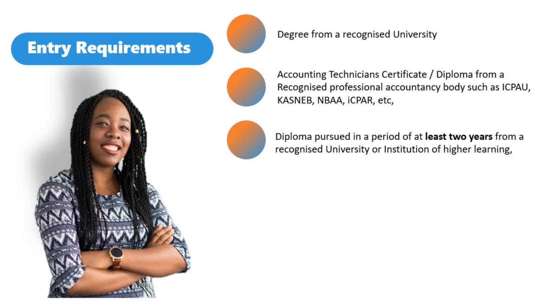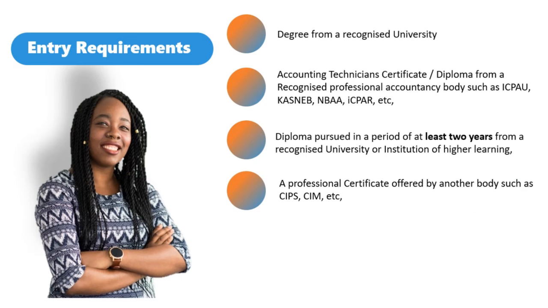Then we have those that have a diploma pursued over a period of at least 2 years from a recognized university or institution of higher learning. Those categories are also allowed to enroll. Then we have a professional certificate offered by any other body, such as CIPS and CIM. You can also enroll for the CPA course.